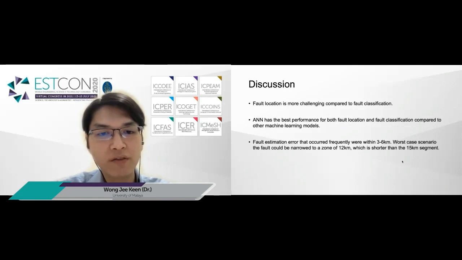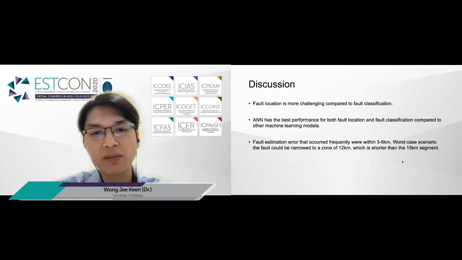Most of the fault estimation errors that occur are between 3 to 6 kilometers. So if we test the worst case scenario, let's say the error is 6 kilometers, so plus or minus 6 kilometers, the fault could be narrowed down to a zone of 12 km. This is definitely better compared to the 15 km segment. So by using this algorithm, it does help to speed up the repair process by narrowing down the location of the fault.